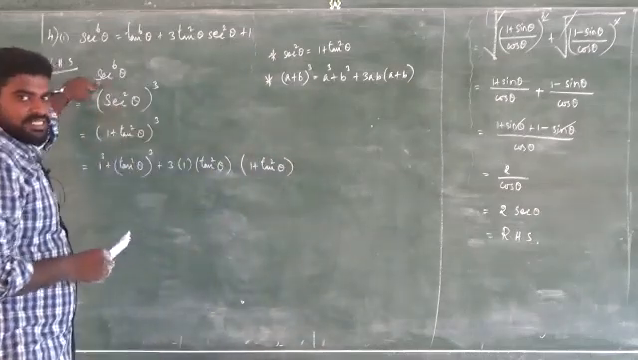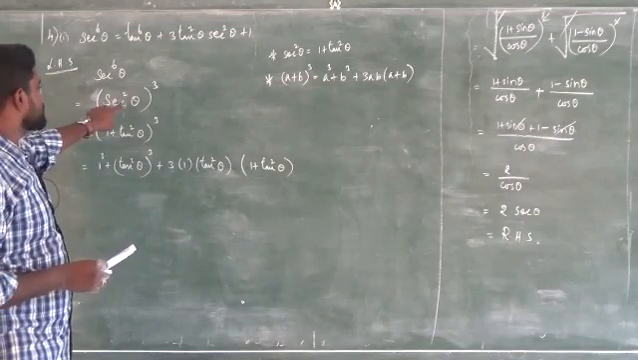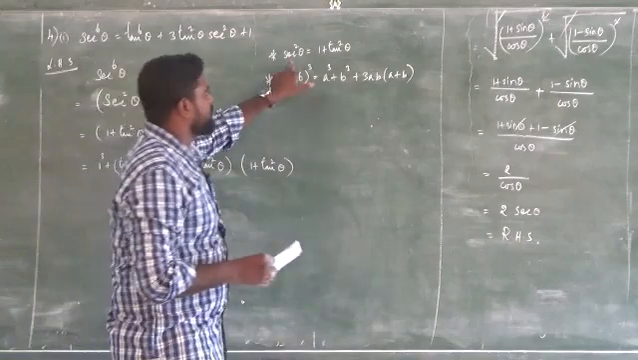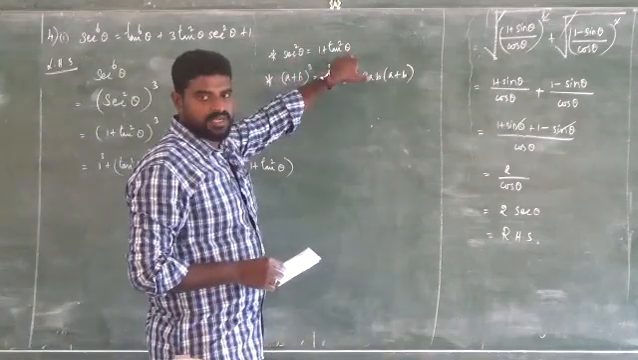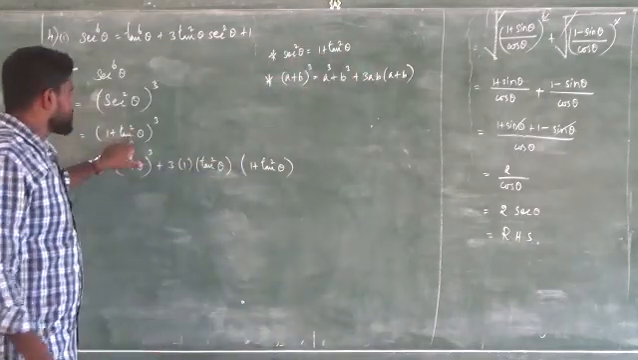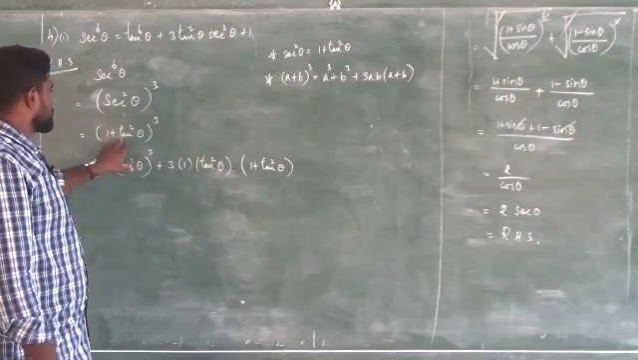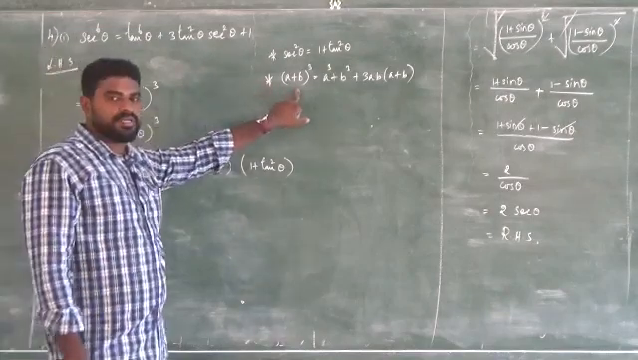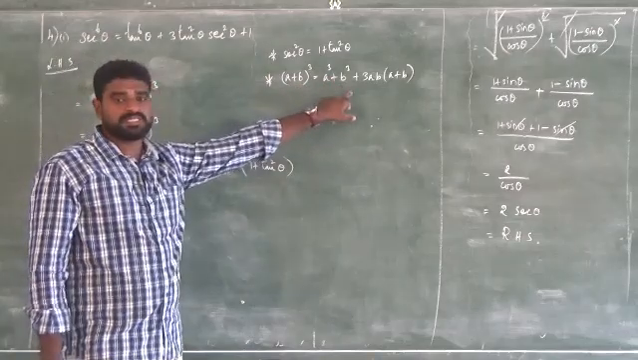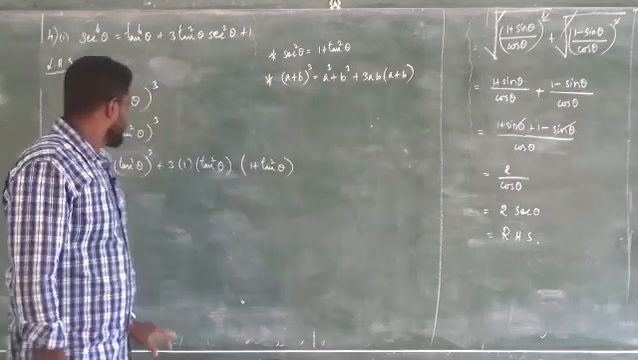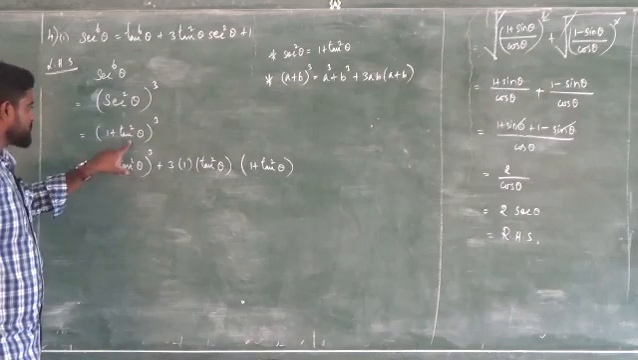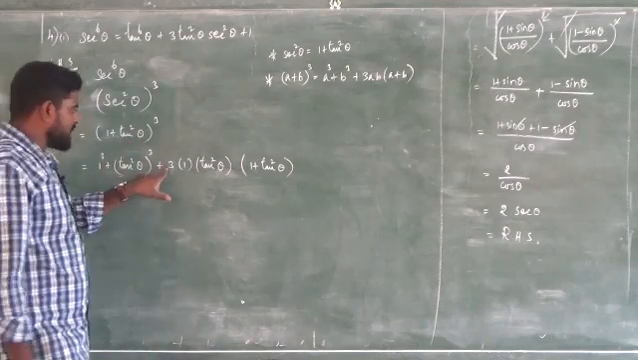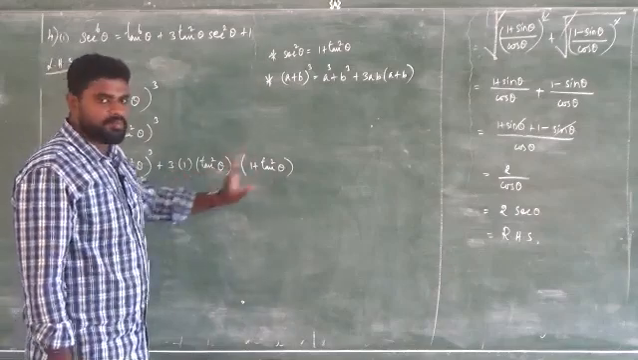So secant power 6 theta can be written as secant square theta power 3. We know the formula, secant square theta is 1 plus tan square theta. So 1 plus tan square theta whole cube. So it is in the form of a plus b whole cube. The formula for a plus b whole cube is a cube plus b cube plus 3ab into a plus b. Here a is 1 and b is tan square theta. So a cube plus b cube plus 3ab into a plus b.